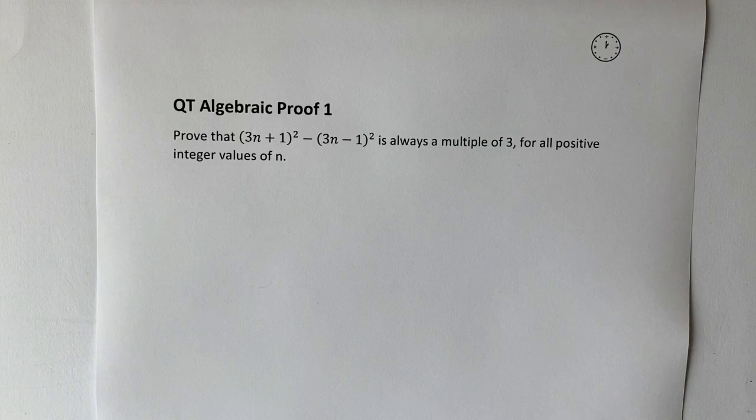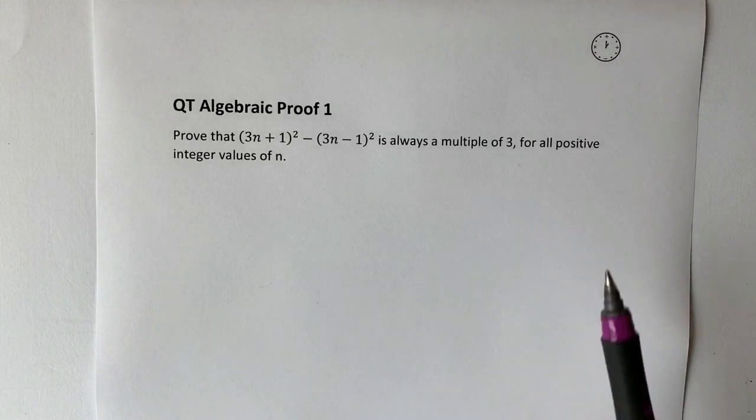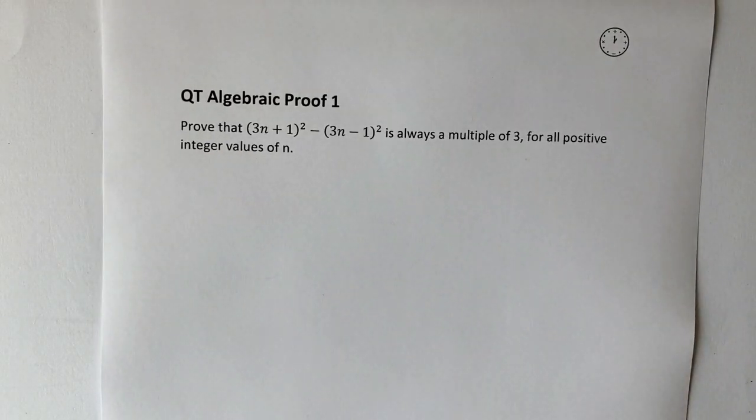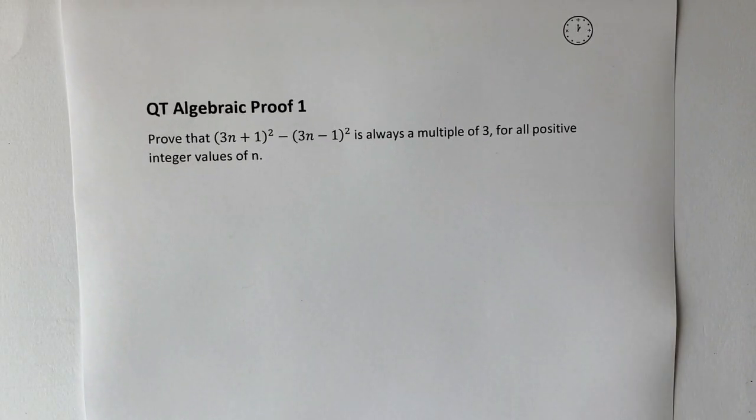Sometimes these types of questions are actually a lot more difficult to understand than it is to actually work out the solution. So what we're being asked is to prove this expression is always a multiple of 3 for all positive integer values of n. Okay, so let's start and break that down. Positive integer values of n basically means all the positive whole numbers.